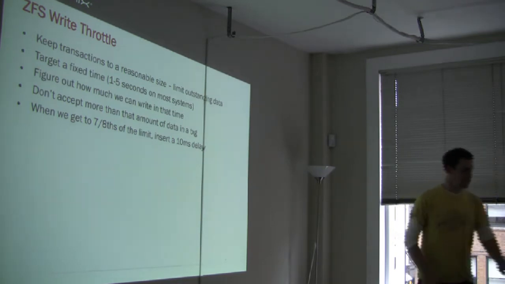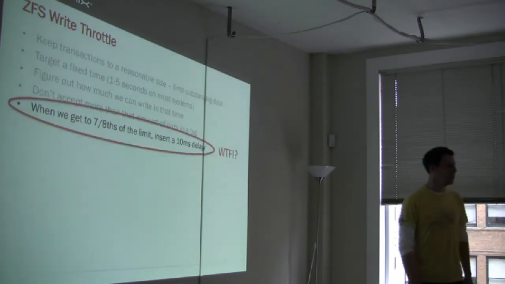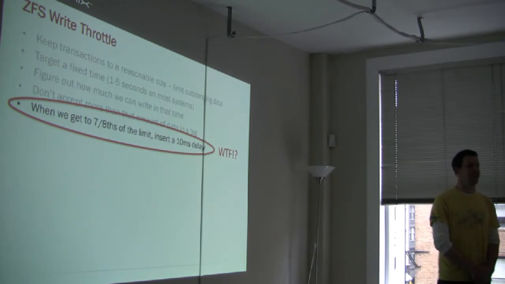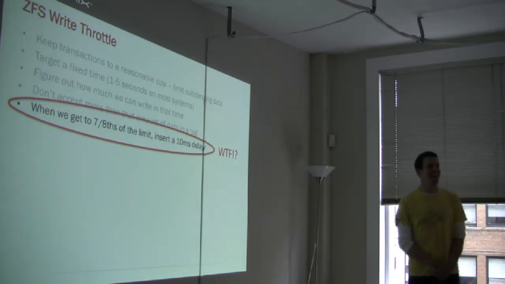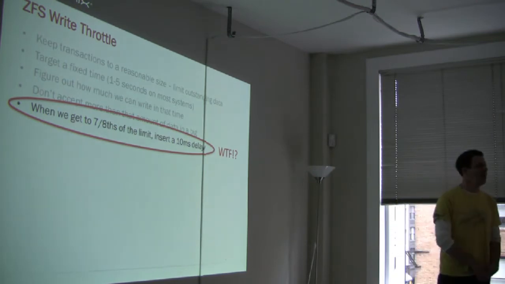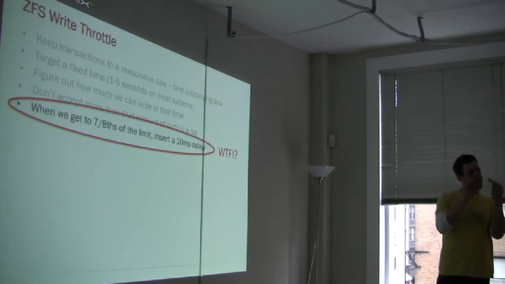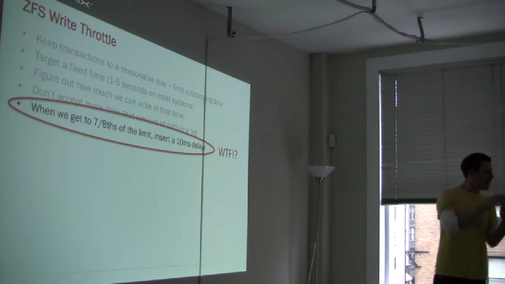Now here's the really quirky thing. When we get to 7/8 of that limit, it inserts a 10 millisecond delay. I just have no idea. If you look on the web, you can find some rationalizations for why this is a good idea. It's basically like when we're getting close to the wall, then start to slow down the incoming rate or something.